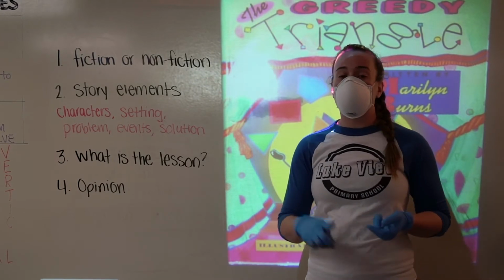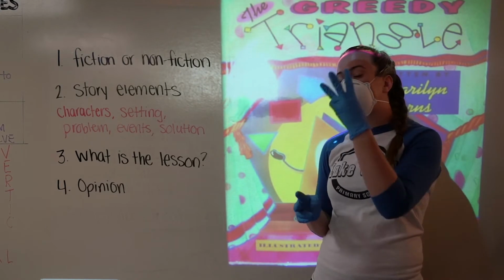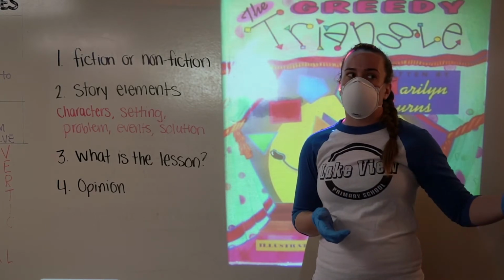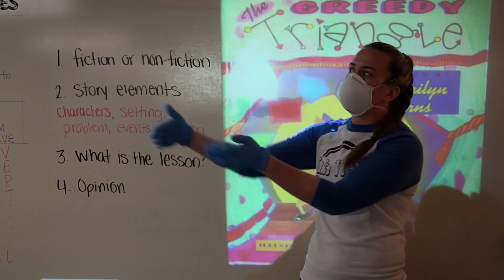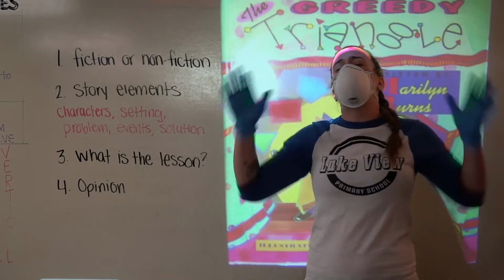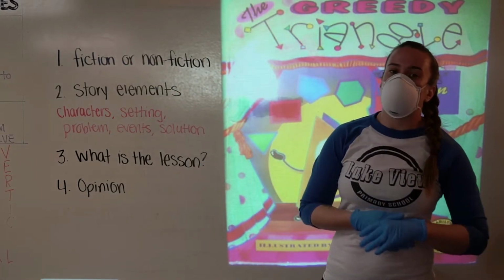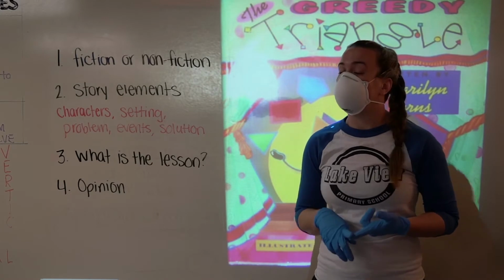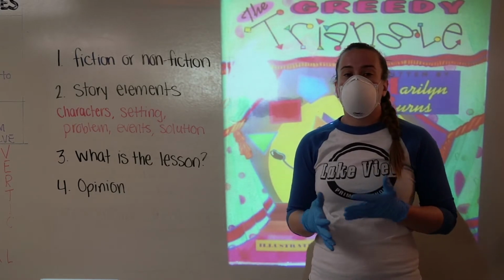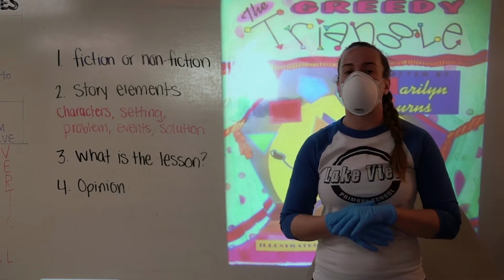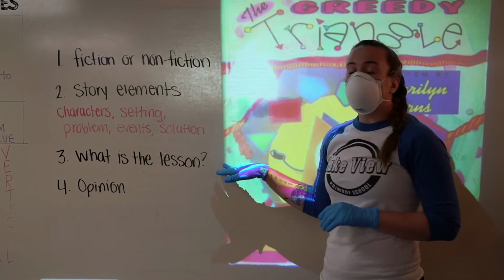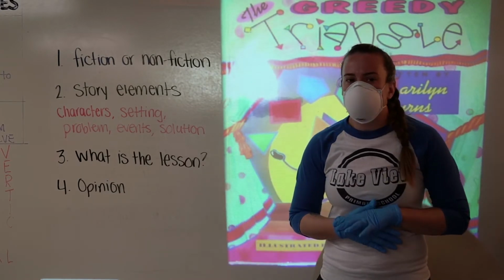Next, we have the problem, events, and solution. All 3 of those kind of go together because you have to have a problem in order to have events, in order to have a solution. So there's a big major issue in this book today. So you need to identify, which means point out, the problem, and then all the steps that happen before there is a solution. We're also going to stick in an extra little question today.